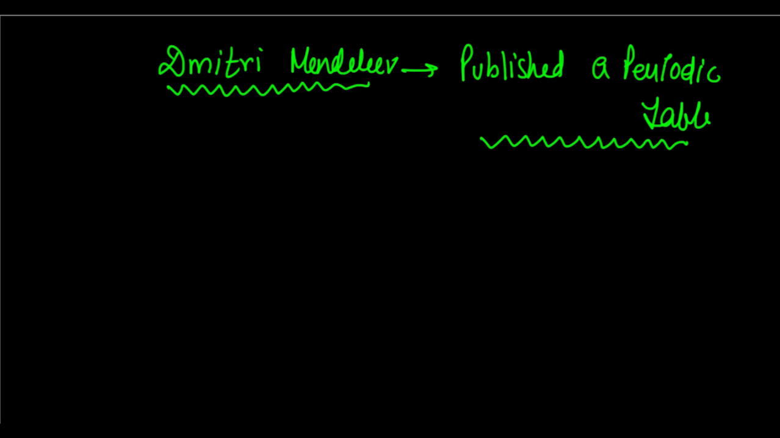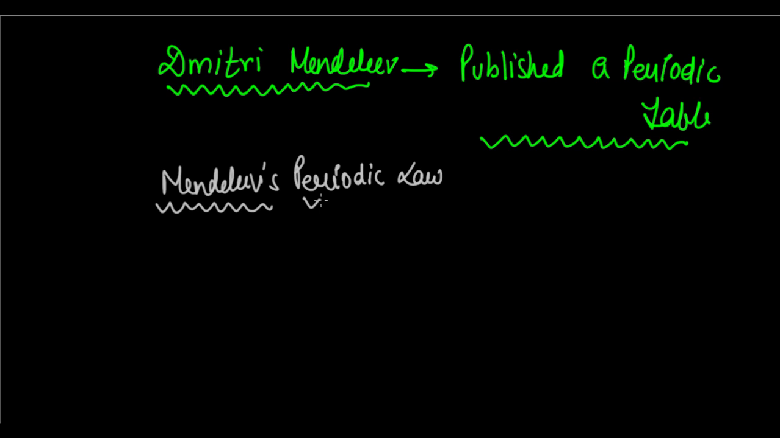Mendeleev formulated a table based on a law he had prepared, right? He prepared a law, and that was known as Mendeleev's periodic law. Okay. He prepared his table based on this law. Now, what does this law state? The statement of this law is important.